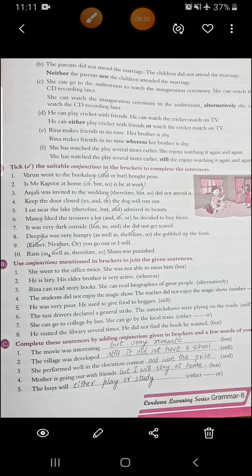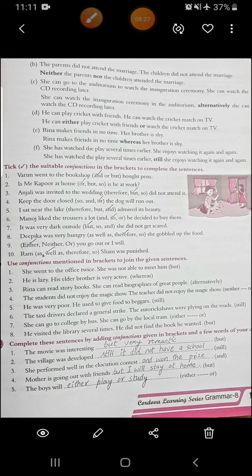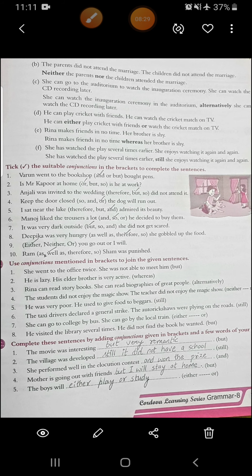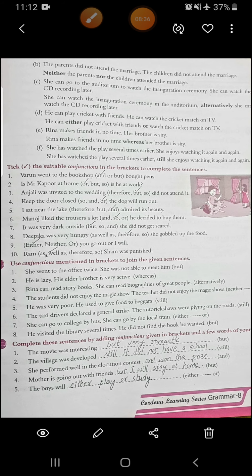Fourth, keep the door closed or the dog will run out. Means if you are not going to do that, the dog will go out. Fifth, I sat near the lake and admired its beauty. Again, both are in favor. Sixth, Manoj liked the trousers, so he decided to buy them. Means after he liked the trousers, he has decided that now he has to buy them. Seventh, it was very dark outside, but she did not get scared. So it is in contrast that it is dark. Usually people get scared, but she did not get scared. So that is why we are using but here.